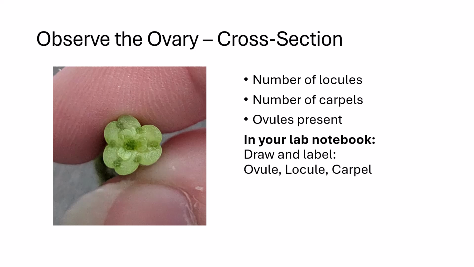Now draw the ovary cross-section in your lab notebook. Label the ovule, locule, and carpel. This is developmental evidence. You are using structure to infer origin. Pause the video and complete your drawing before moving on.